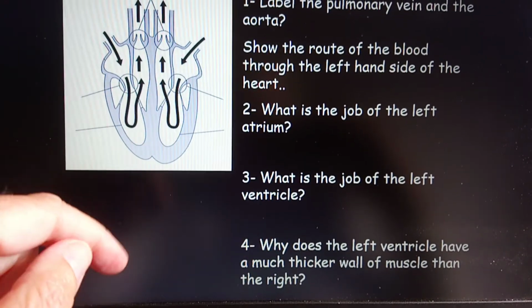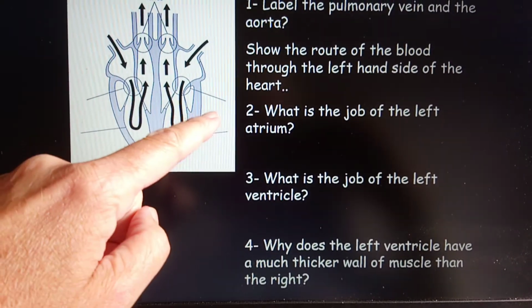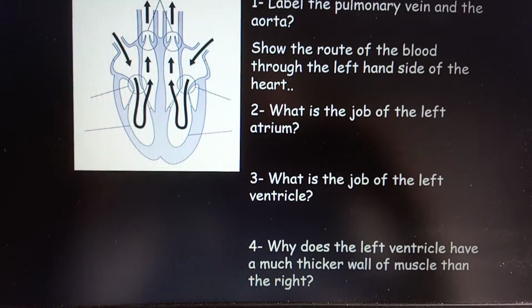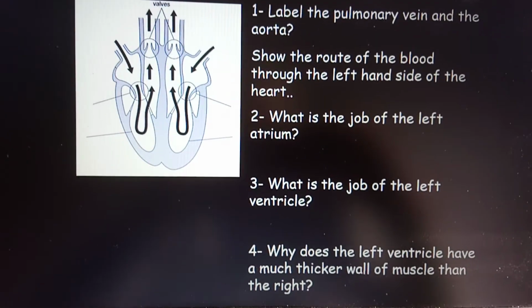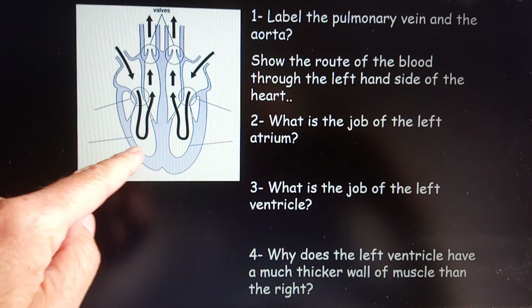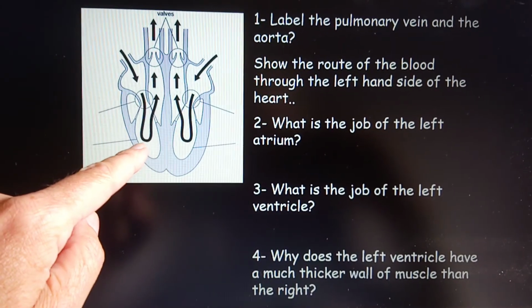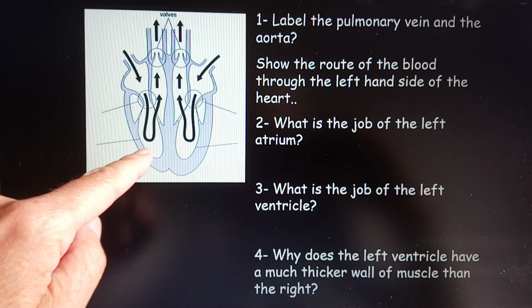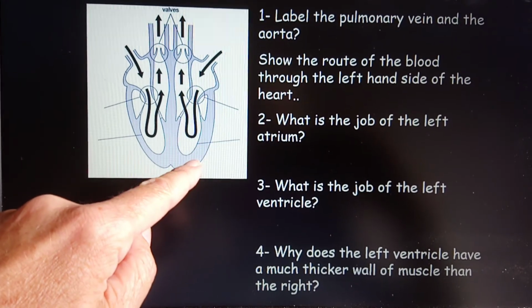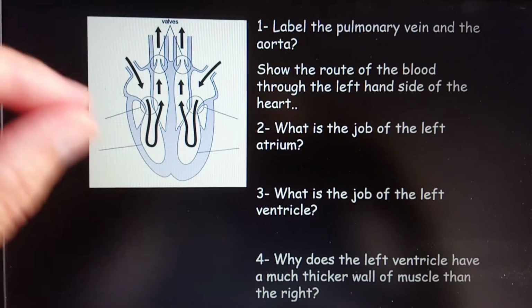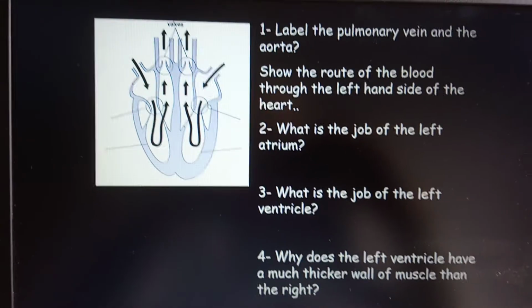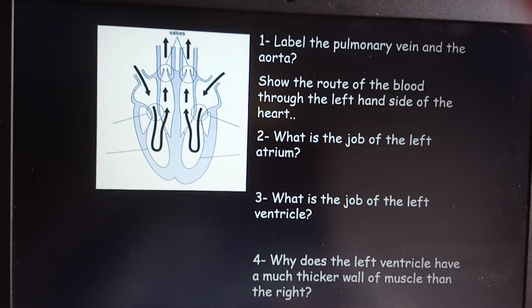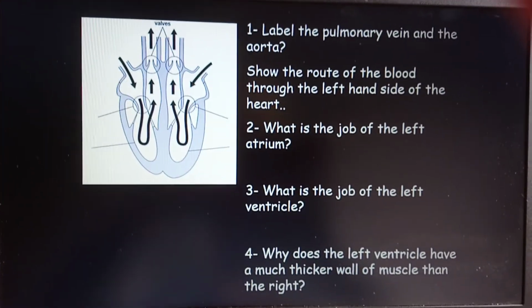Okay, so number 4, why does the left ventricle have a much thicker wall of muscle? Because it has to pump blood a lot further. This little one here only has to pump blood to the lungs. And if you think in your chest, the heart and lungs are right next door to each other. This thick wall here has to pump blood all the way from the heart, all the way down to our toes, to our brain, all over the place. So it has a thick wall to get blood there really fast.